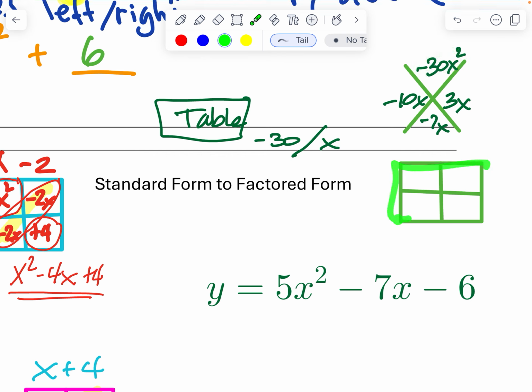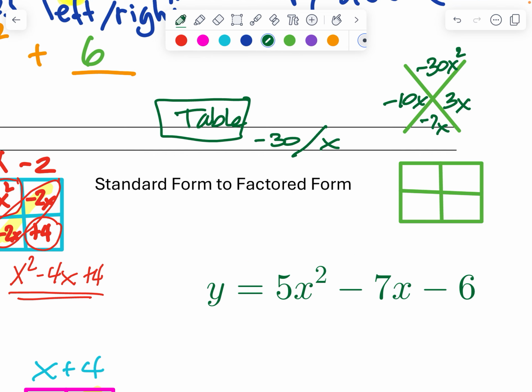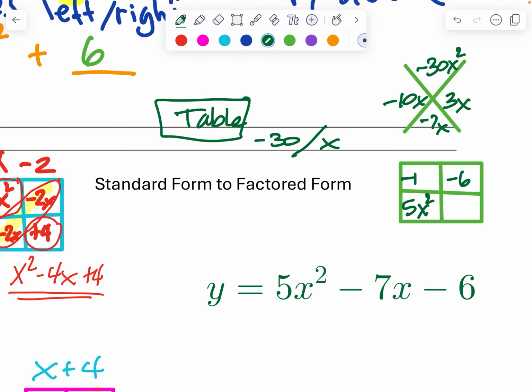So now I need to start putting stuff in the box. Well, I need to go back to my original equation now. My 5x squared goes in there, my negative 6 goes in there. So 5x squared, negative 6. And then I go back to my x and I put these guys in there. So that's going to be a negative 10x and a 3x.